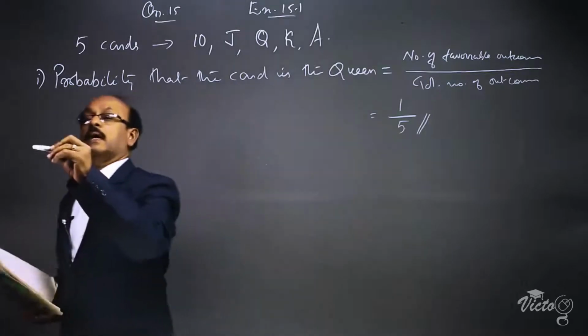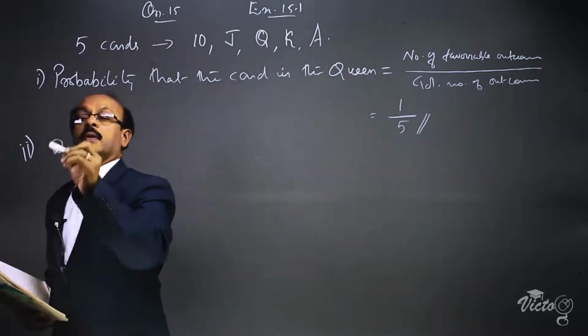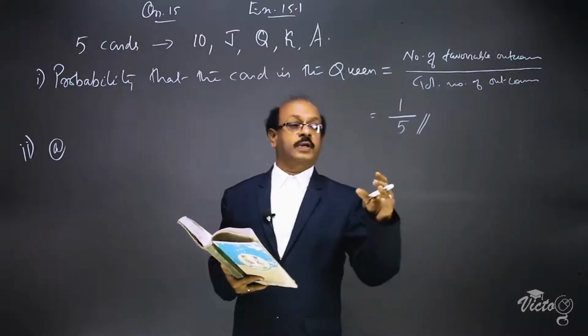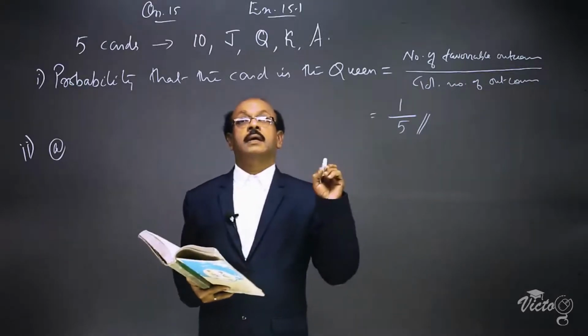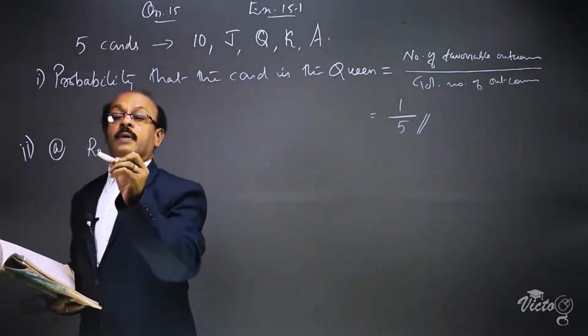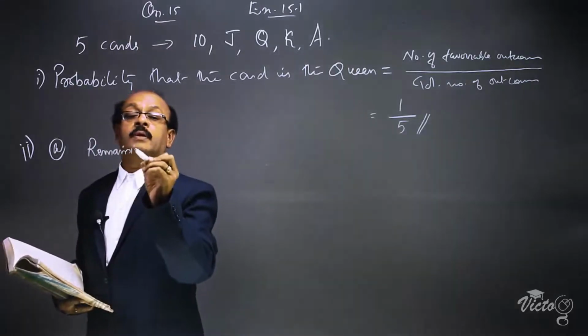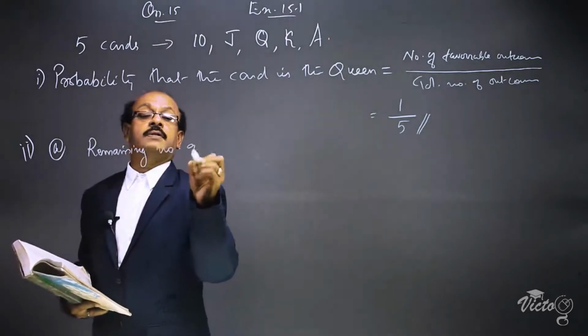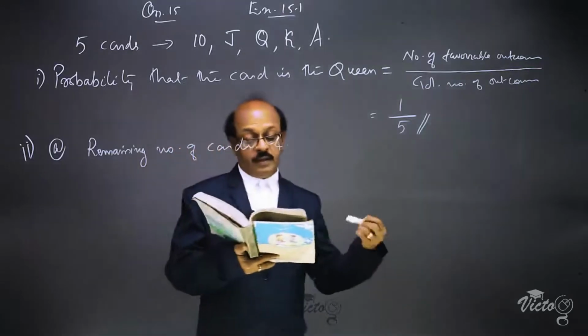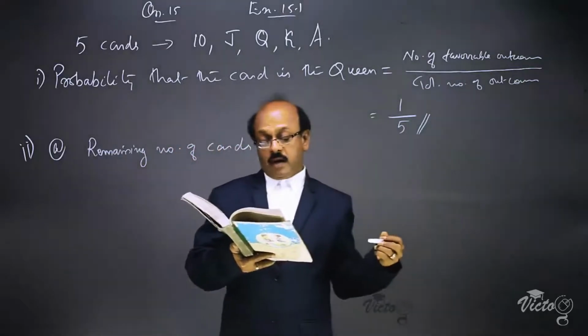Therefore, the probability of getting the card as Queen is equal to 1 by 5. Now, in the second part, if the Queen is drawn and put aside, Queen is taken out, then remaining number of cards is equal to 4. Now one card is again taken. Second card is picked up.